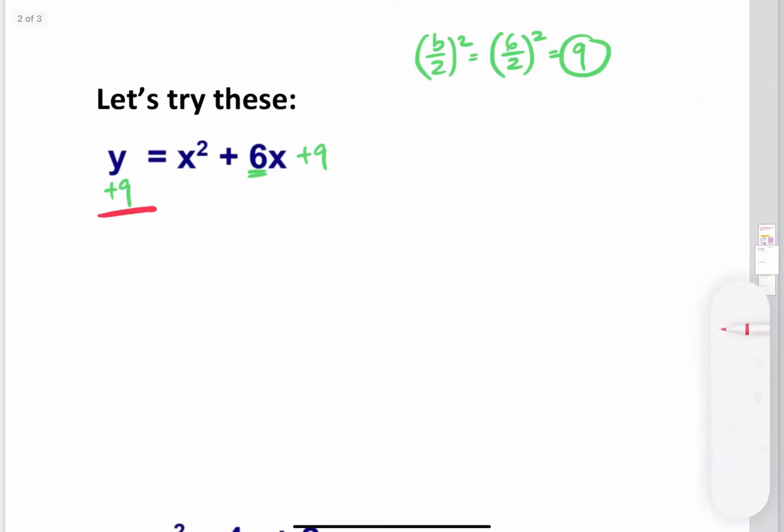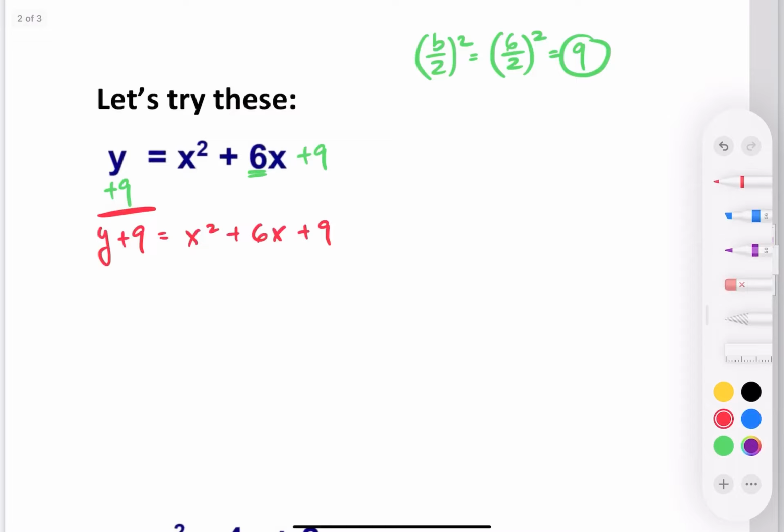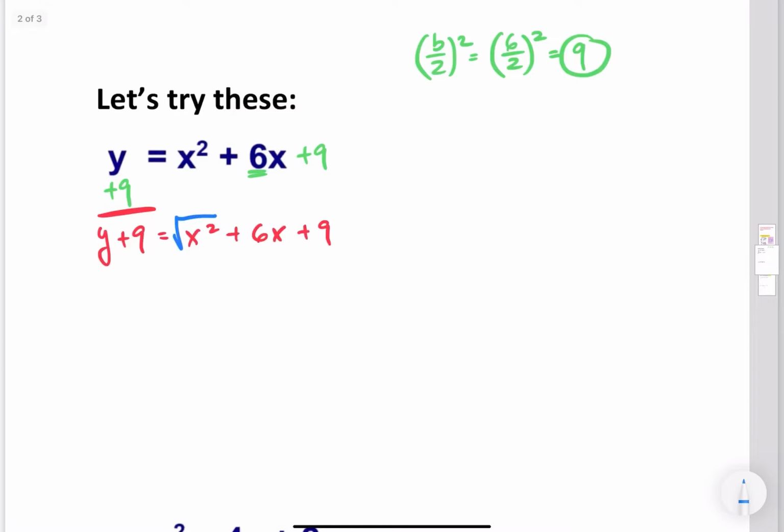Okay, so now our equation is going to look like y plus 9 is now equal to x squared plus 6x plus 9. Once again, we have that perfect square trinomial on the right, so I'm going to go ahead and write it in factored form by squaring the first term, squaring the last term, and then I take the sign in the middle, and we square the entire thing. We go ahead and bring down that y plus 9.